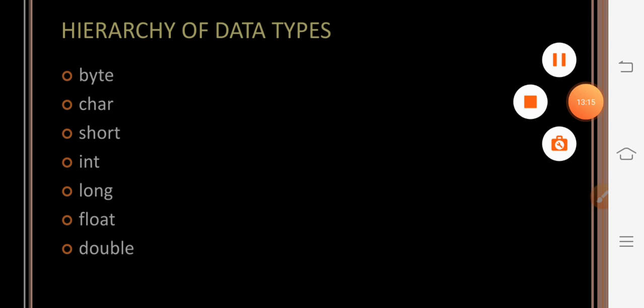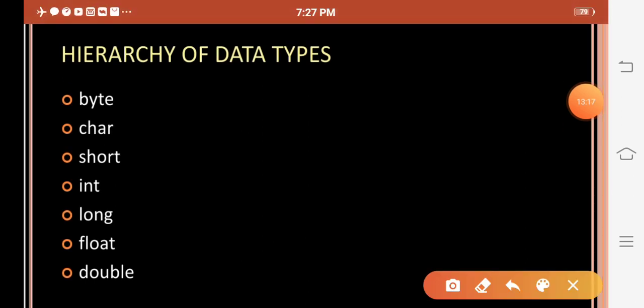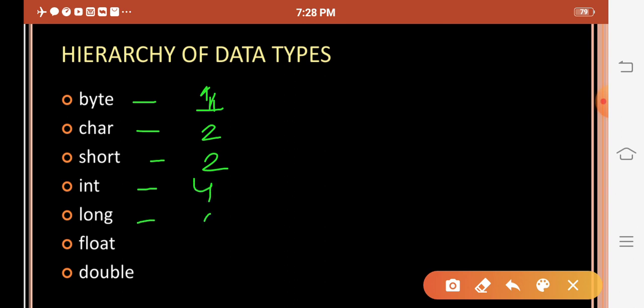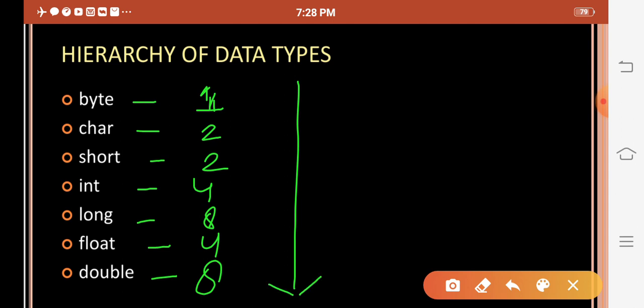अब सपोज हायरार्की क्या होती है आपकी, देखिए. सबसे पहले आता है byte, actually takes how many bytes, 1 byte. Moving to char, it takes 2 bytes. ठीक है. Then short 2, integer 4, long 8, float 4, double 8. Now this is the hierarchy of your data types. So conversion will take place in this form only. Okay. Now take a very simple example first.